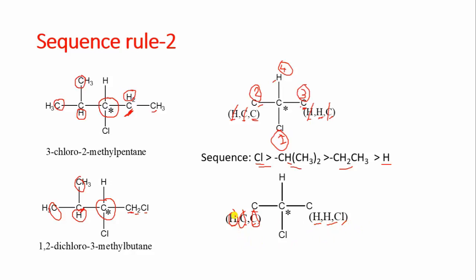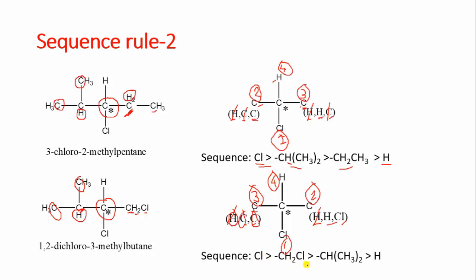We have to remove the similar atom, hydrogen, then hydrogen. Here is 2 carbons and Cl. Cl has a higher atomic weight compared to this carbon. So first priority, then second priority, third and fourth. So the sequence will be Cl, then CH2Cl, then isopropyl, then hydrogen. Always remember, one higher number is worth more than 2 or 3 of a lower number.